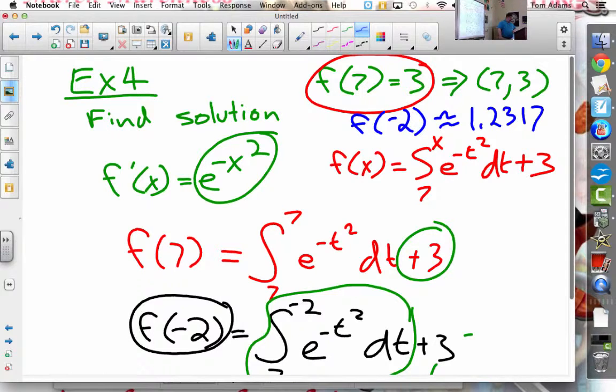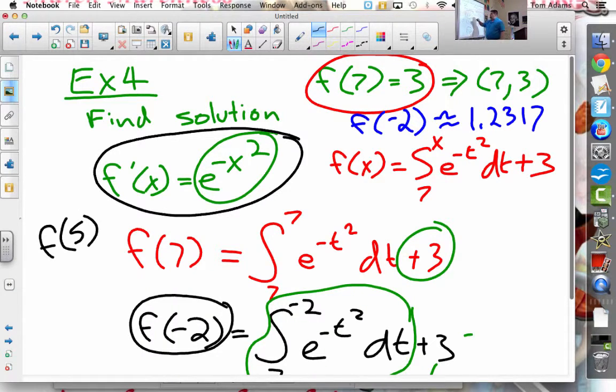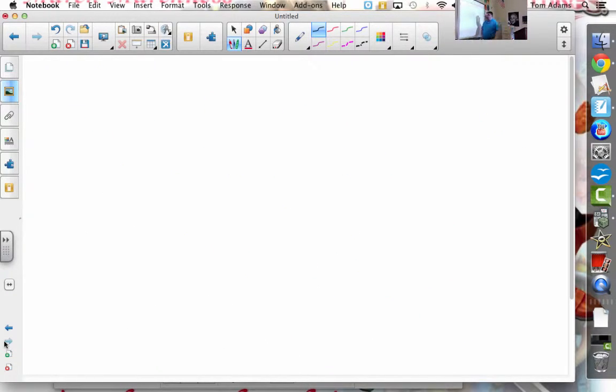Well, the solution is necessary for an application. In other words, they might want to know what is f of 5. So they give you f prime, and they want you to find a particular solution, which really means what is f of 5. So what you need to do then is they're going to give you f of 7 or f of 3 or f of something. Let's just do one from the book and I'll show you.